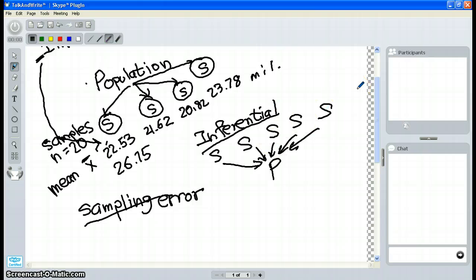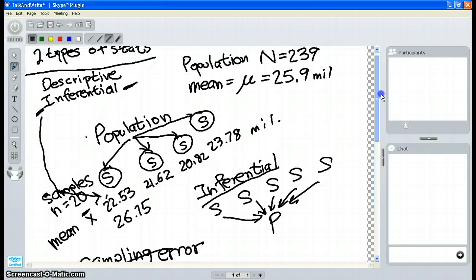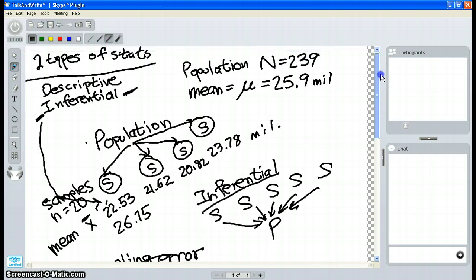Okay, I hope this clears up a little bit of where we're going and what we're talking about, samples, and where we're going with this. I hope this helps, and enjoy the rest of the course.